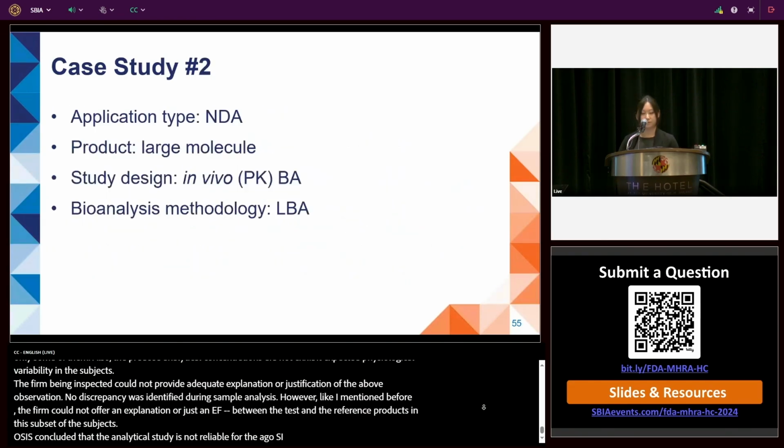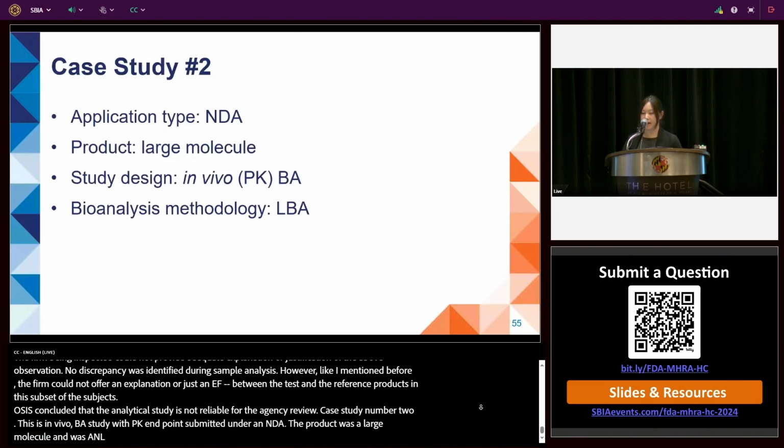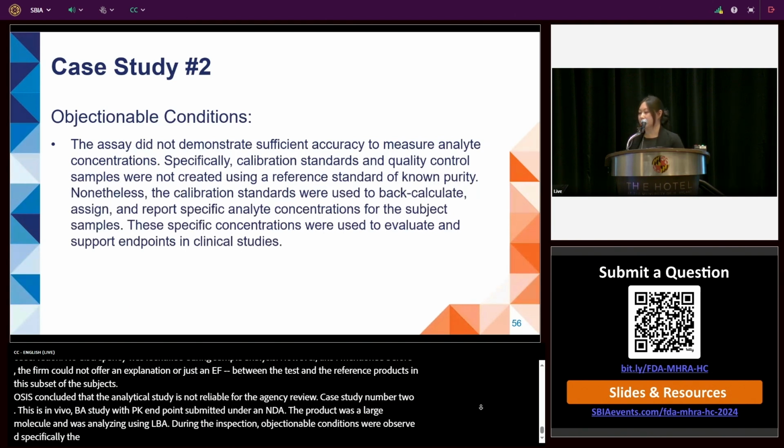Case study number 2. This was an in vivo BA study with PK endpoint submitted under an NDA. The product was a large molecule and was analyzed using ligand binding assay, LBA. During the inspection, objectionable conditions were observed. Specifically, the assay did not demonstrate sufficient accuracy to measure the analyte concentrations.